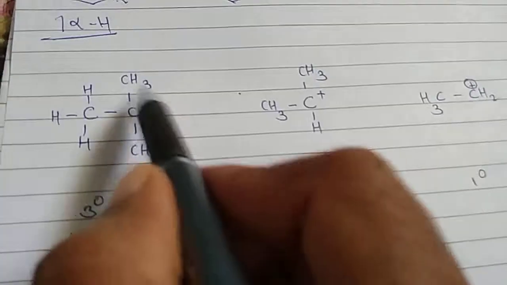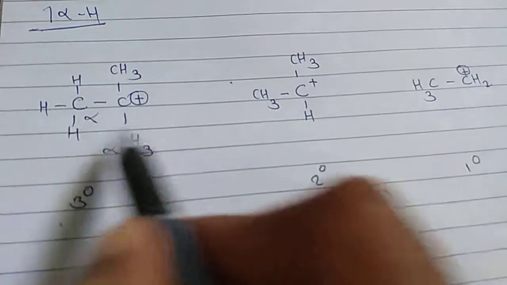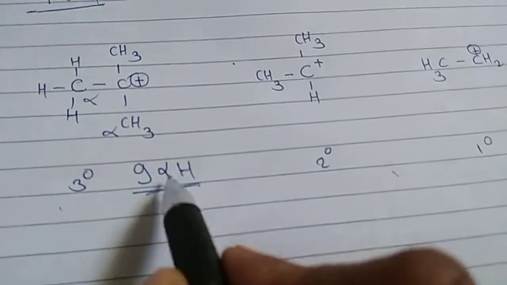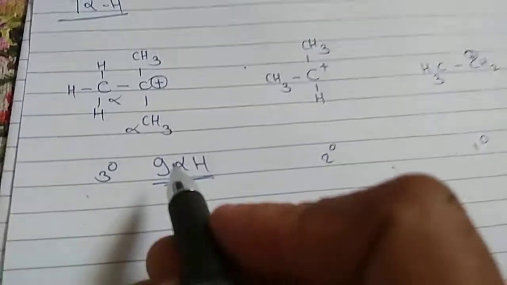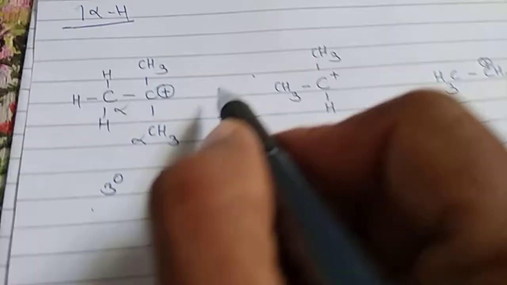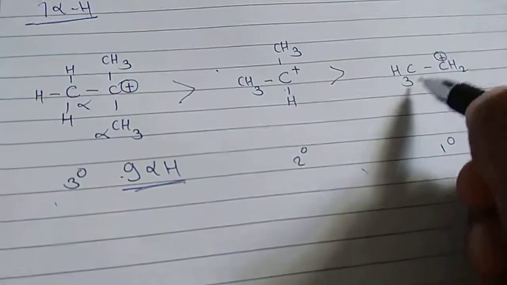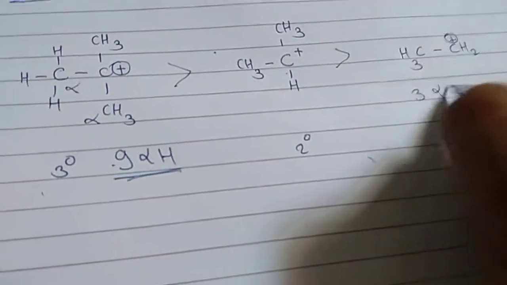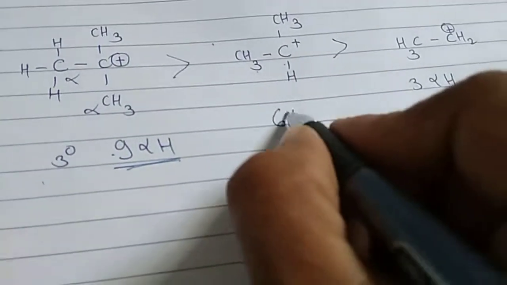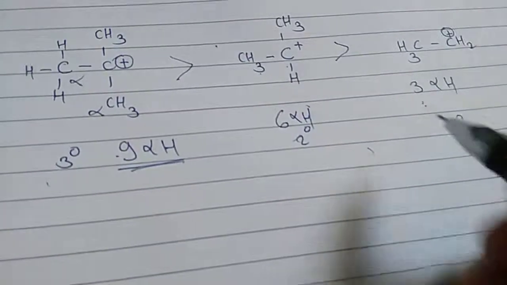In the tertiary carbocation, this is the alpha carbon and these are alpha hydrogens. So there are 9 alpha hydrogen atoms present. The more alpha hydrogen atoms, the more structural stability there is. So this is more stable than the secondary, and secondary is more stable than the primary, because in primary there will be 3 alpha hydrogen atoms, and in the secondary there will be 3 and 3, that is 6 alpha hydrogen atoms. So 6 structures are possible.